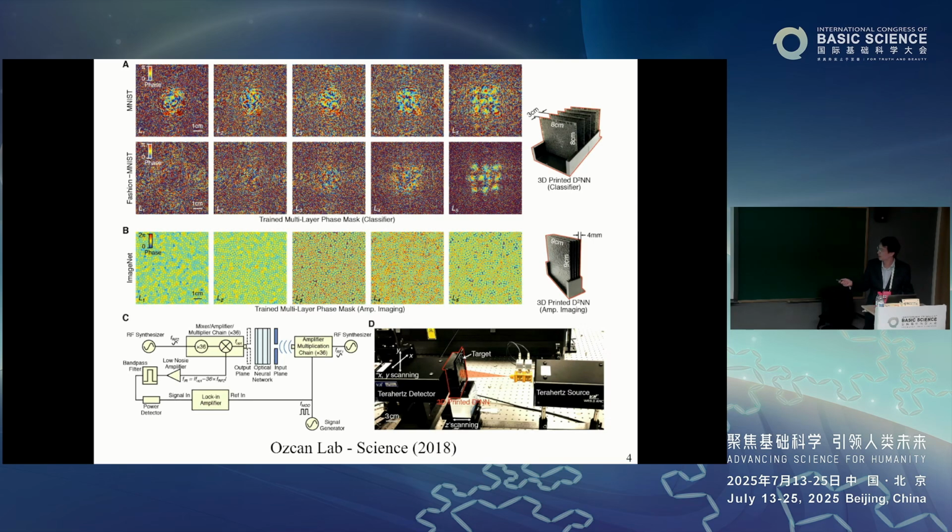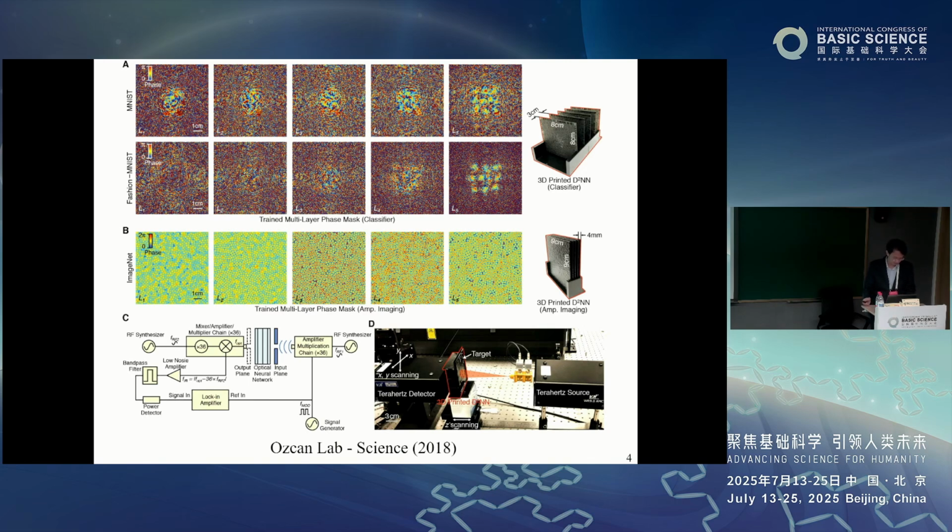Here, the figure on the top shows the phase modulation patterns trained for two classification networks, each consisting of 5 layers, on the MNIST handwritten digit database and the Fashion MNIST database. The Fashion MNIST database basically consists of fashion products. The figures on the right show the corresponding 3D printed classification networks with a layer spacing of about 40 lambda. Similarly, the 5-layer phase modulation patterns are for amplitude imaging tasks with a layer spacing of approximately 5 lambda.